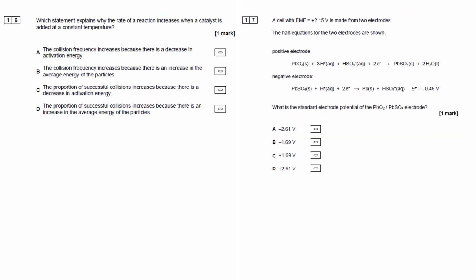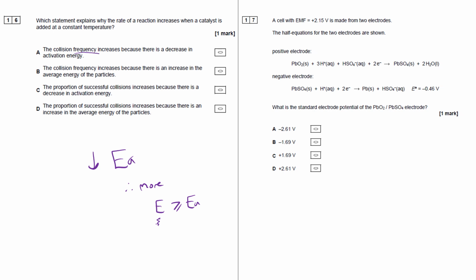Question 16. Which statement explains why the rate of reaction increases when a catalyst is added? So if you add a catalyst, it lowers the activation energy by providing an alternative route. Because the activation energy is lowered, we have more particles with energy greater than or equal to the activation energy. The particles themselves still have the same energy, but the activation energy has been lowered.